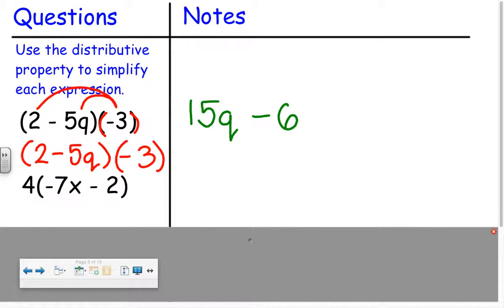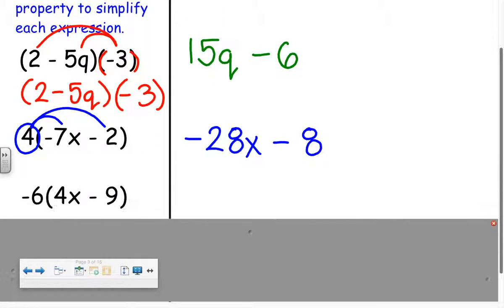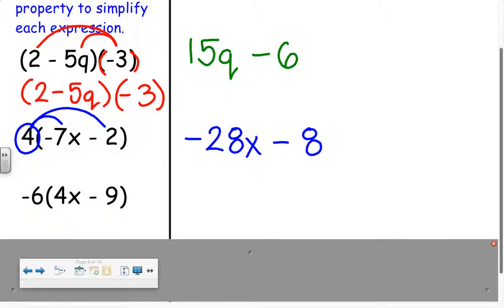Okay, now we're back to a problem where we've got our number that we're distributing out in front. So we're distributing just a positive 4 to our parenthesis. 4 times negative 7x is negative 28x. 4 times negative 2 is negative 8. Negative 28x minus 8. This time our number outside the parenthesis is a negative 6. So negative 6 times 4 is negative 24x. Negative 6 times negative 9, a negative times a negative makes a positive 54.